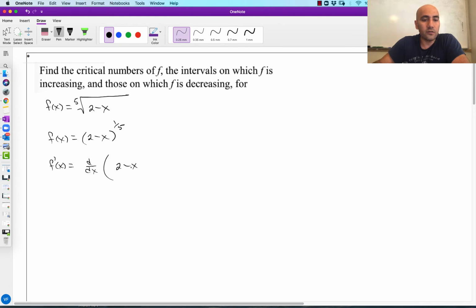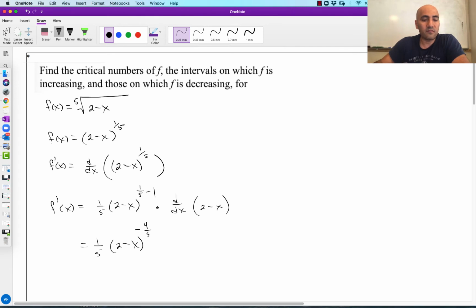So we know we have to use our chain rule. So f prime of x is going to be equal to 1/5 times (2 minus x) to the power of 1/5 minus 1, times the derivative with respect to x of 2 minus x. So this is going to be 1/5 times (2 minus x) to the power of -4/5, times the derivative of 2 minus x, which is just going to be -1. So we can simplify the whole thing by saying that the first derivative is equal to a fraction where the only thing in the numerator is this -1, and in the denominator we'll have 5 times (2 minus x) to the power of 4/5.